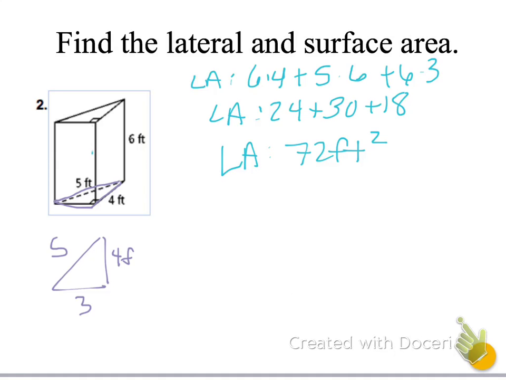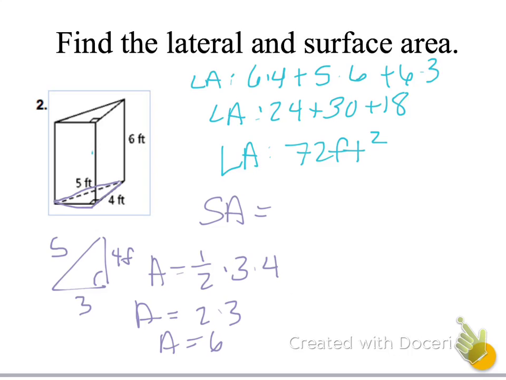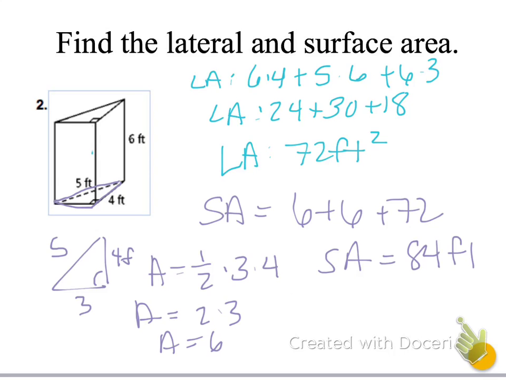Okay, so to find the area, for a triangle it's 1/2 times my base of 3 times my height of 4. So we got 2 times 3, so 6. So for the surface area, remember there's 2 triangles, top and bottom. So 6 plus 6 plus 72. So my surface area for this is going to be 84 feet squared.